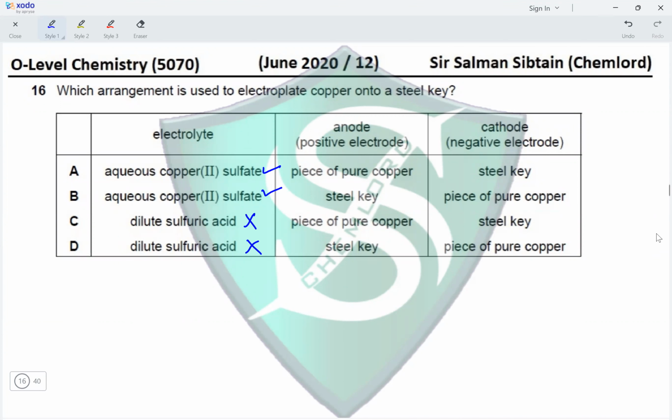So A says piece of pure copper, B says steel key. So B has been eliminated. And the cathode would obviously be the steel key because the copper would deposit on it. So steel key. This makes option A the correct option for this question.